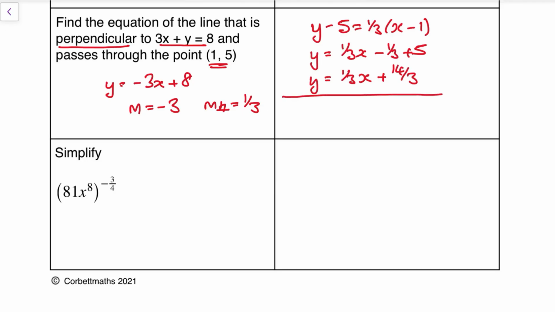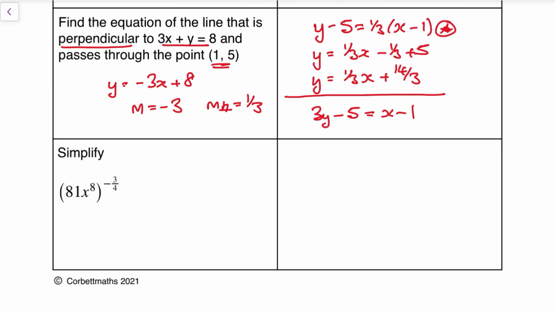Now I did say I was going to show you 2 methods. The other method is at this point here, I'll multiply both sides by 3, and that gives me 3y minus 5 equals x minus 1. And then I can collect my terms, so I can rearrange this, there's a few ways of doing it, but I could say x minus 3y equals, well, it's not going to be nice, it's going to be equals minus 4. Let's bring the 4 over, so it's plus 4 on this side is equal to 0. So both of these, let's say equation 1 and equation 2, unless the question tells you otherwise, both are acceptable, and well done if you got either.